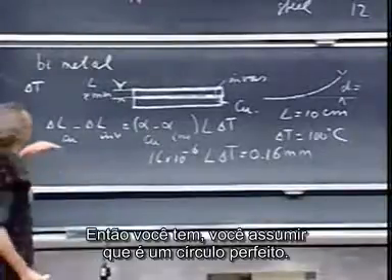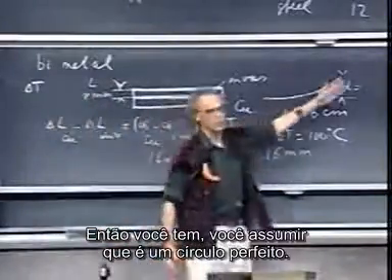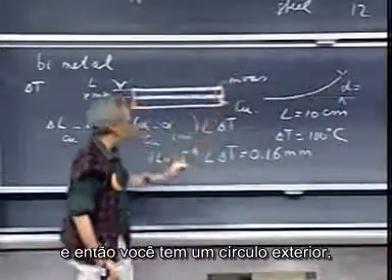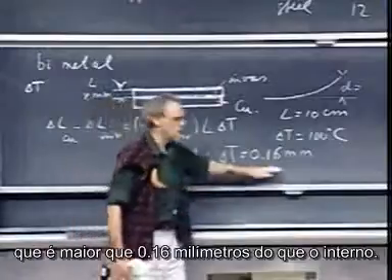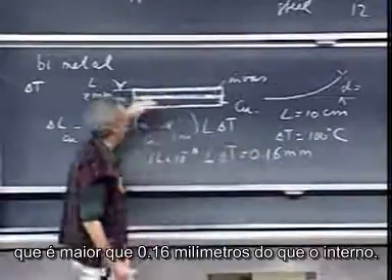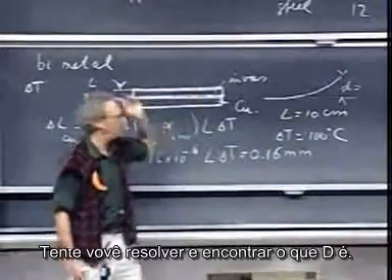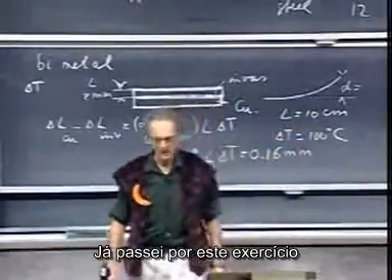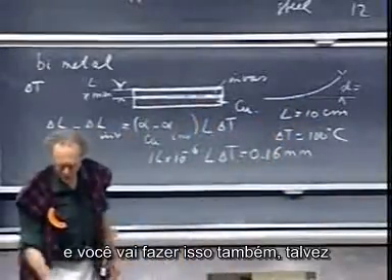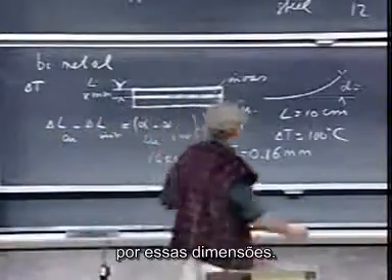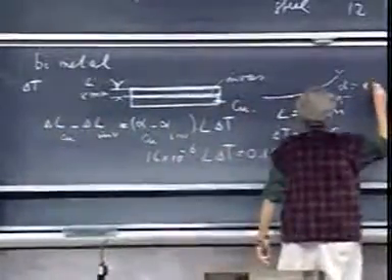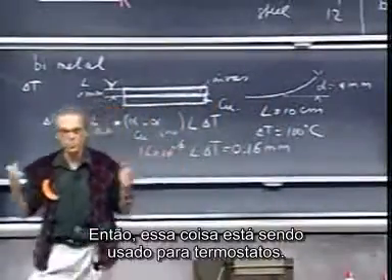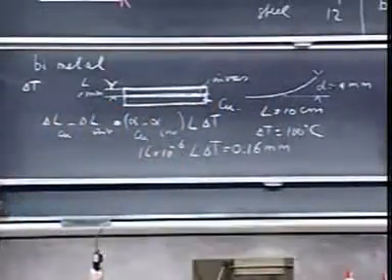So you assume that it is a perfect circle. That's a reasonable approximation. And so you have an outer circle, which is longer by 0.16 millimeters than the inner one. And you try to solve and find what that d is. And I went through that exercise, and you want to do that too, perhaps, and I found that it's 4 millimeters, which for these dimensions, 4 millimeters, that's substantial. So this thing is being used for thermostats.